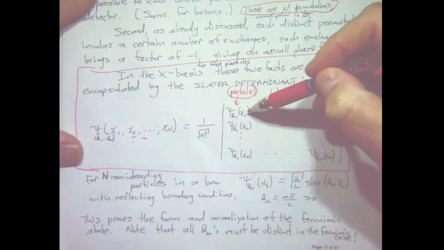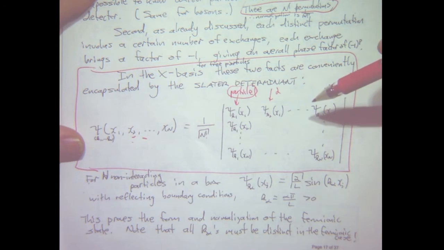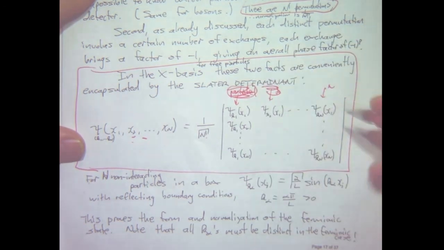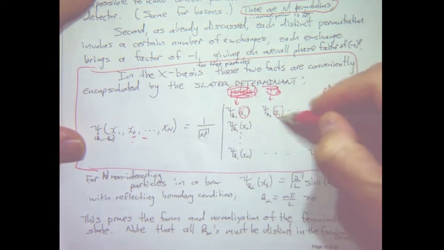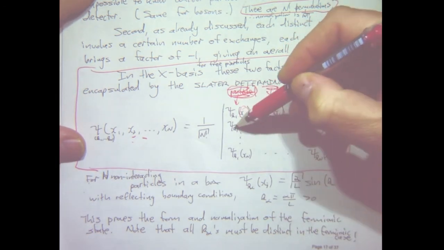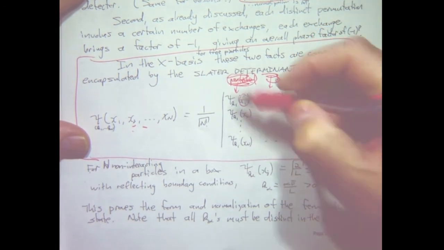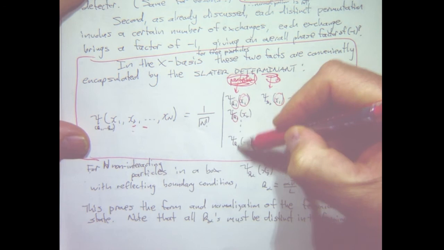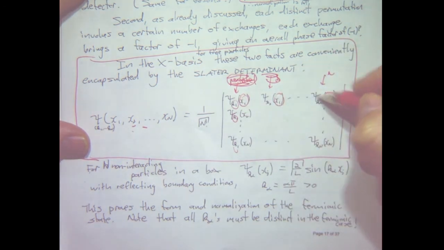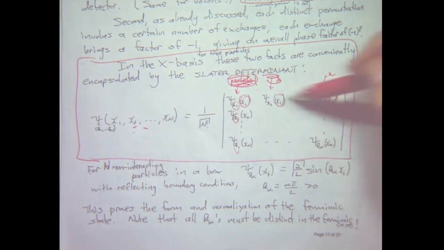Psi k1 at x1, psi k1 at x2. That's it. It would be the other way around. Other way around, yeah. Particle 1 is at x1. So psi k1 of x1, psi k1 of x2, or psi k1 of xn. So the same k's are down here. And then there's that. So that generates a properly anti-symmetrized state.